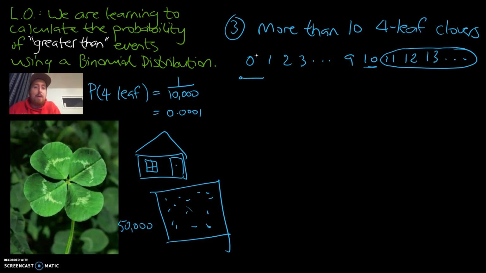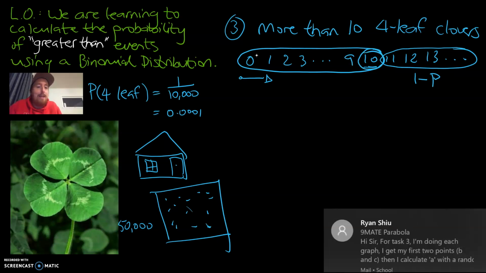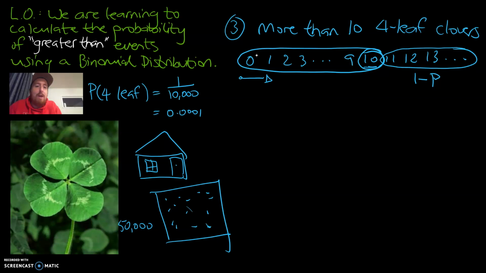But again, we only work from left to right, so we've got to find the probability of the lower group and then do 1 minus p to find the probability of that upper group. And in that lower group, 10 is the highest value that we've been given there. So x is going to be equal to 10. We then got to run through the number of trials. Well, that's still 50,000 because you're going to be looking at all 50,000 of those clovers. And the probability, that's still 1/10,000 or 0.0001.